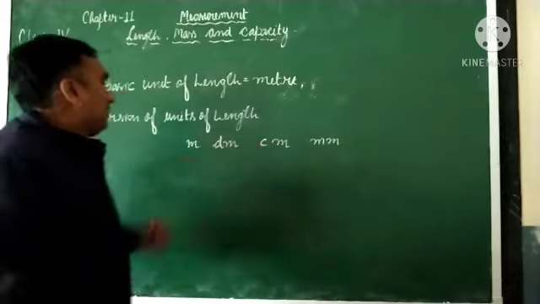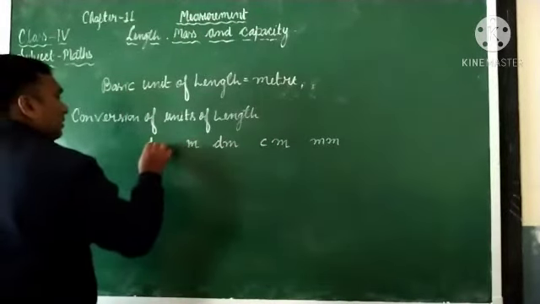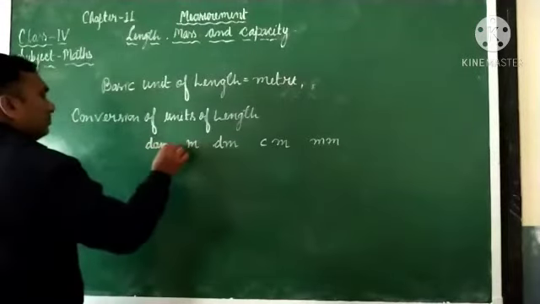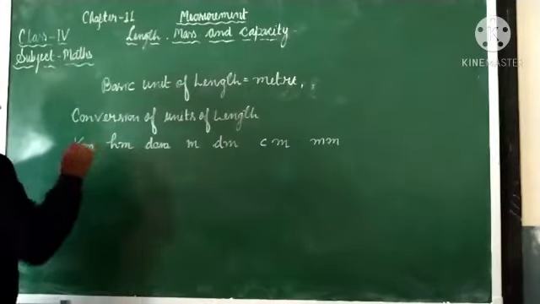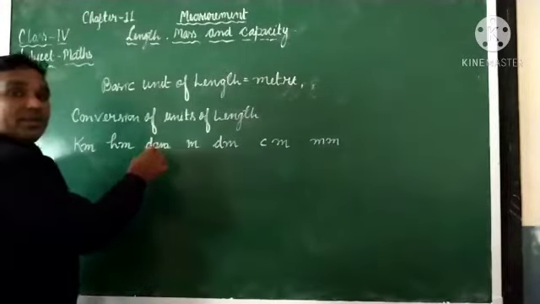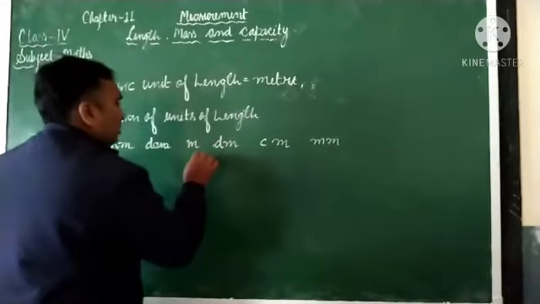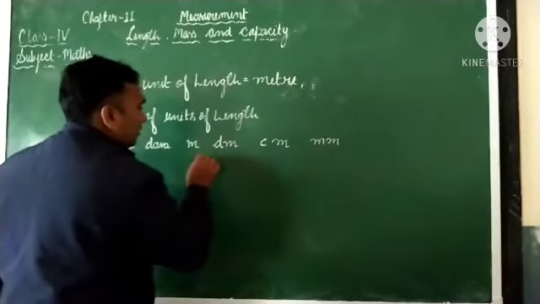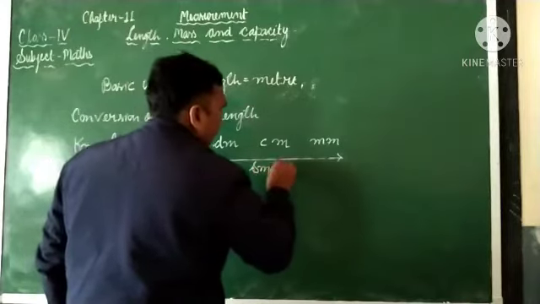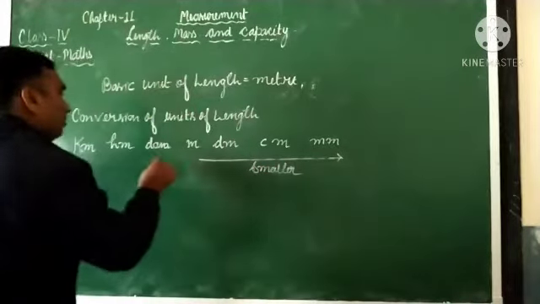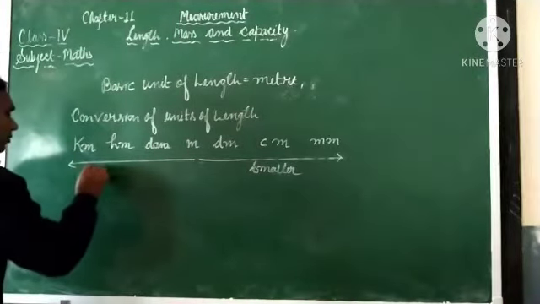Some units are greater than meter. They are DAM, HM and KM. DAM is decameter, HM is hectometer, KM is kilometer. These units are smaller than meter, they are smaller units. And these units are greater than meter, greater units.